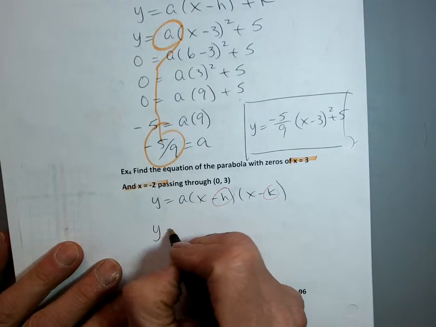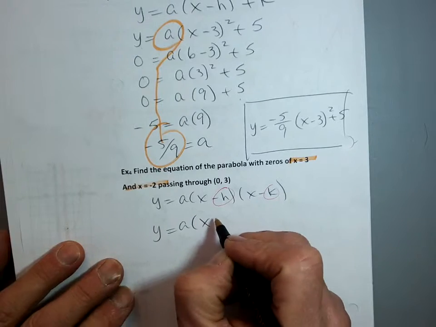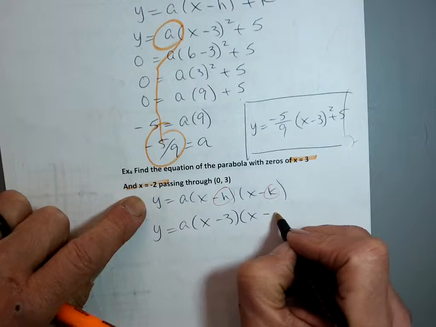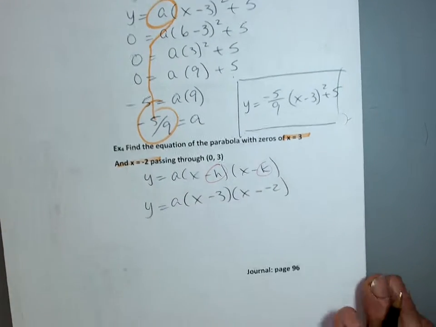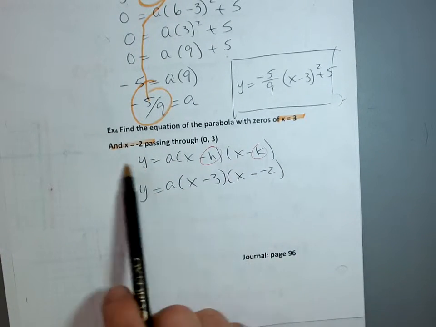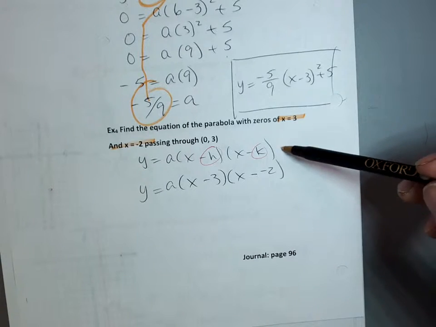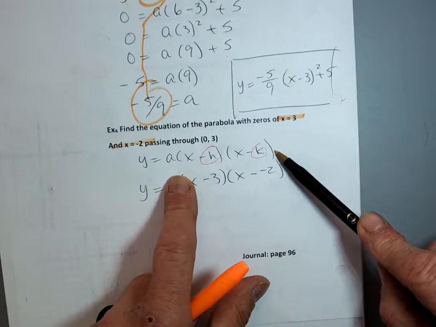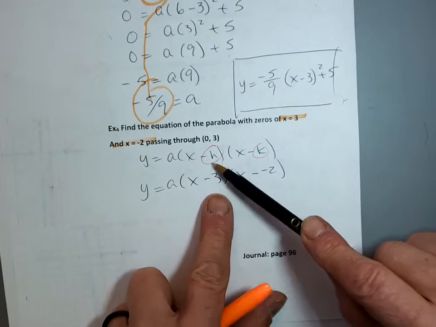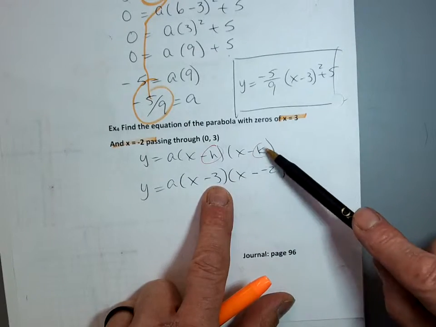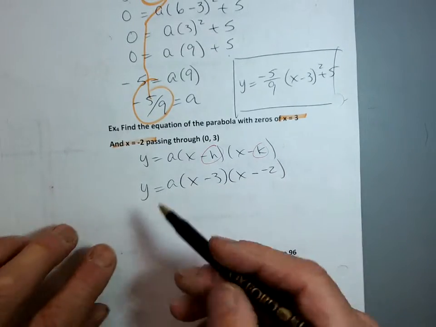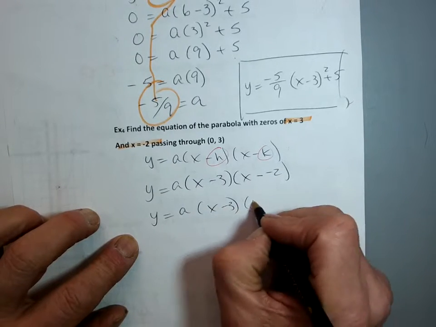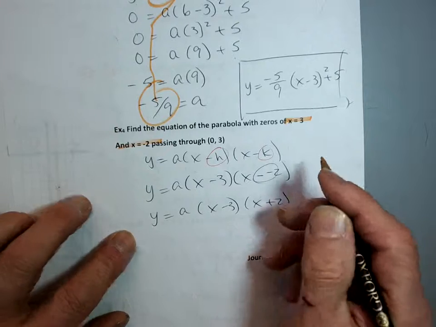So I'm going to go y equals a times x minus 3 times x minus a negative 2. I'll stop for a second, let you see what I did. I used my zeros equation. Here's the equation we wrote on the front page. I'm going to put 3 right there, put negative 2 right there. So I'm going to have y equals a times x minus 3 times x plus 2. Double negative, right?